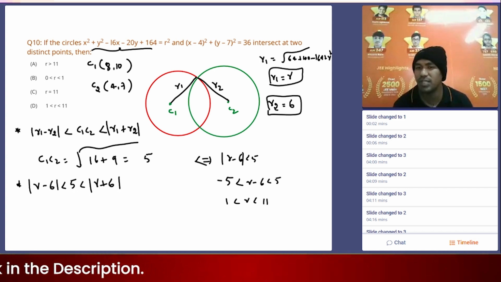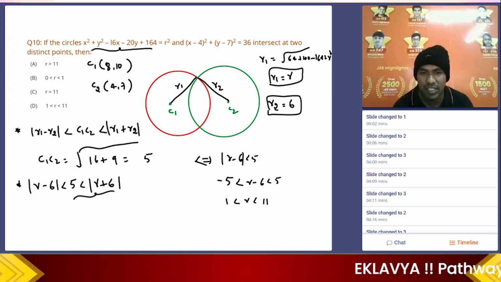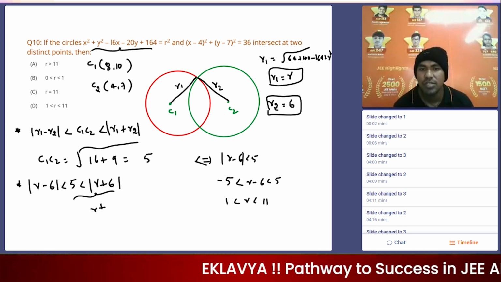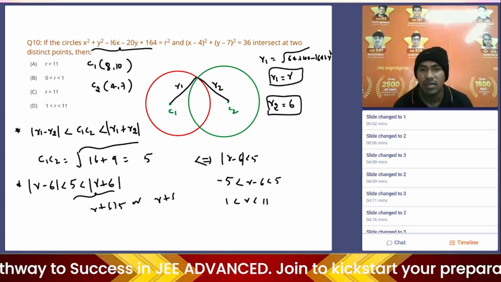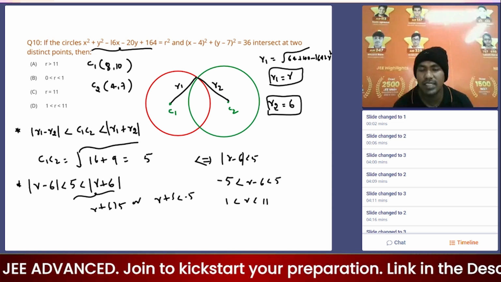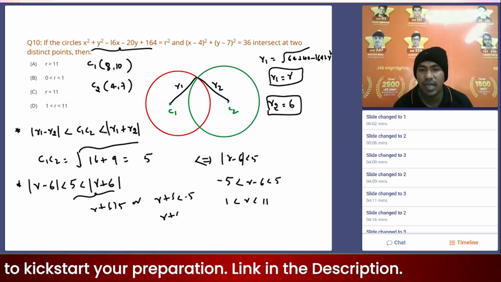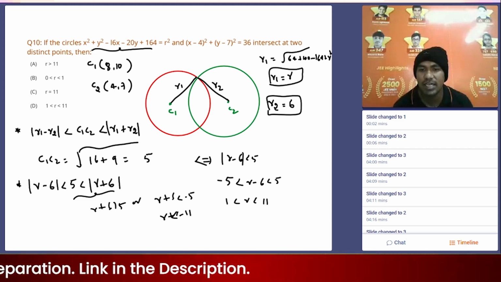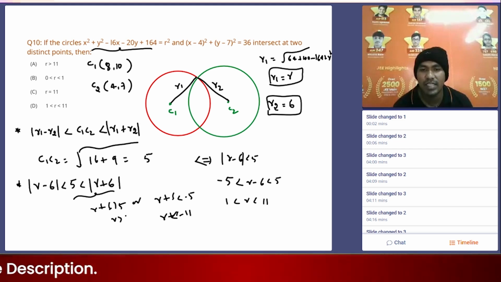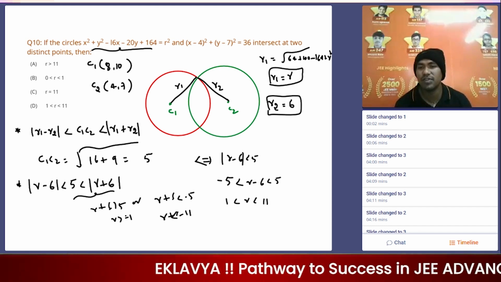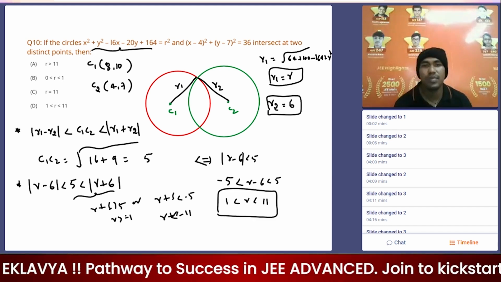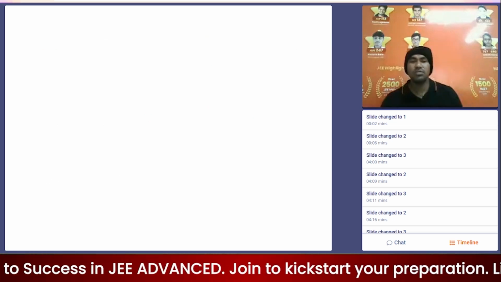So this is going to be the answer, because when you take this condition, you will get another condition. The other condition will be R plus 6 is greater than 5, and R plus 6 is less than minus 5. Then from here R is less than minus 11, and from here R is greater than minus 1. If you take the intersection of these two, you are going to get the R value from 1 to 11 only. So R is equal to 1 to 11.